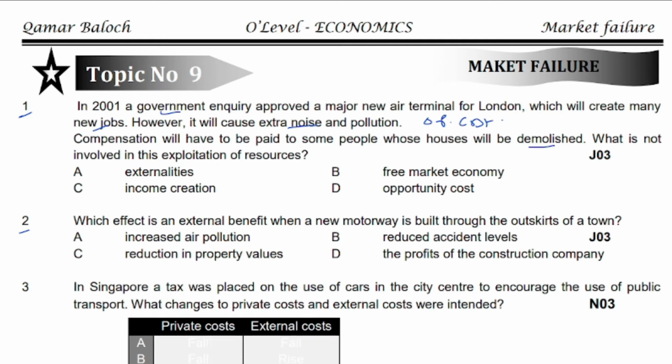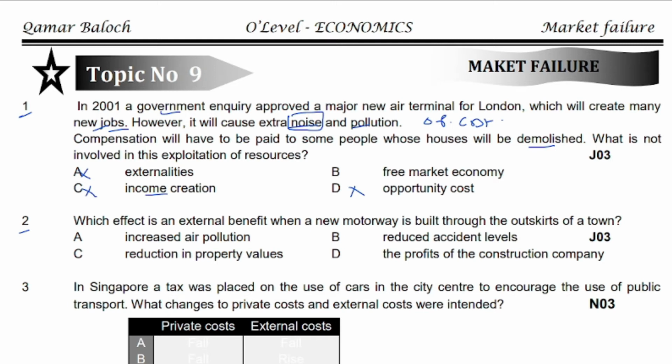And what is not involved in this exploitation of resources? When we are using these resources, which of the following concepts is not involved? So option A is externalities, and externalities are involved because you can see noise and pollution is changing here, so this is involved. Coming to option C, income creation. When new jobs are created, definitely it will be a source of income creation, so we will cross it. And then is opportunity cost. Opportunity cost is automatically involved. Whenever we take any action, we have to sacrifice something, so this is also involved.